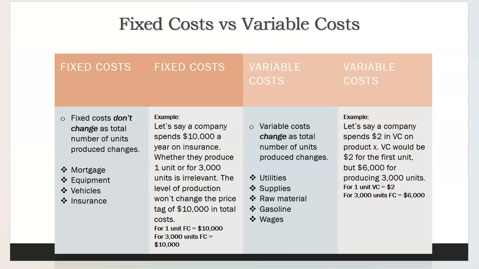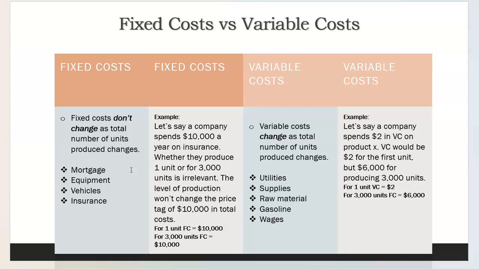So now we move down to fixed costs versus variable costs. All businesses have to contend with both varieties. On the left here, we have fixed costs. On the right, we have variable costs. What are fixed costs? Fixed costs don't change as the total number of units produced changes, meaning whether you produce 1 unit, 1,000 units, or 1,000,000 units, that amount that you have to spend every month or every year remains the same. It doesn't alter with the level or the size of your operation.